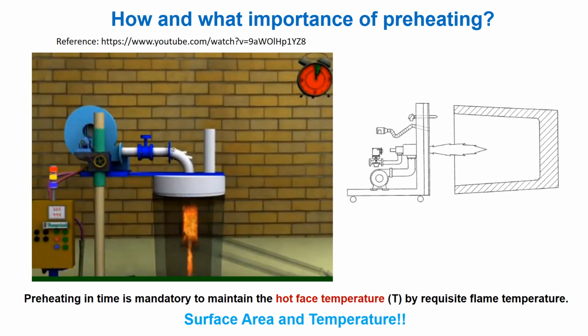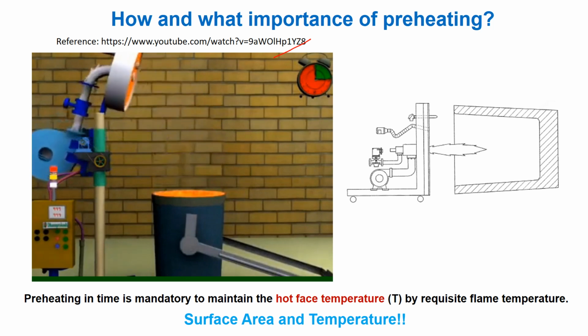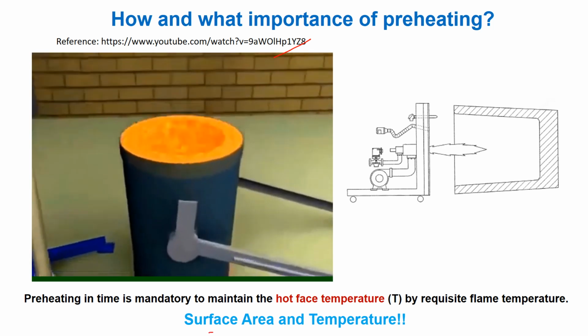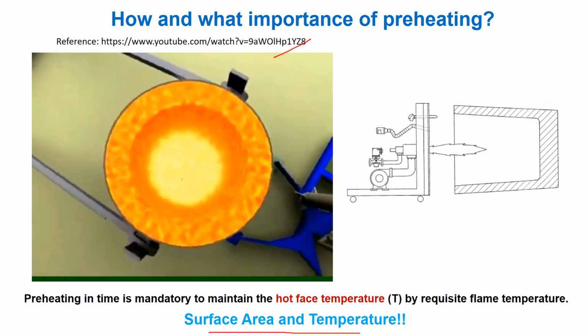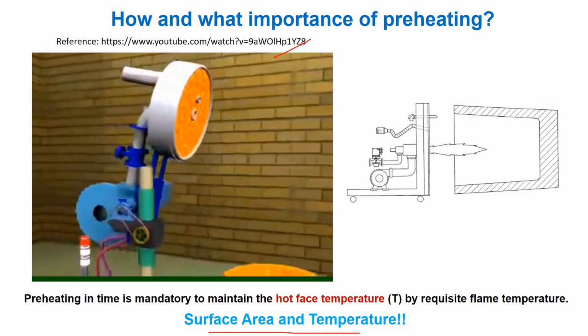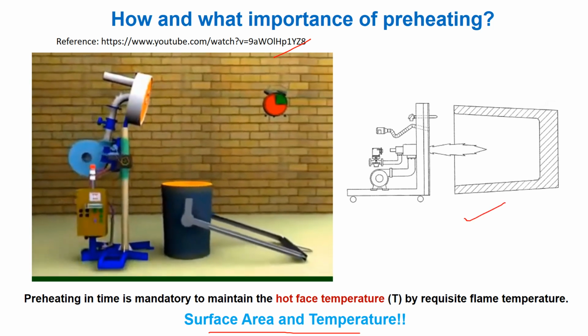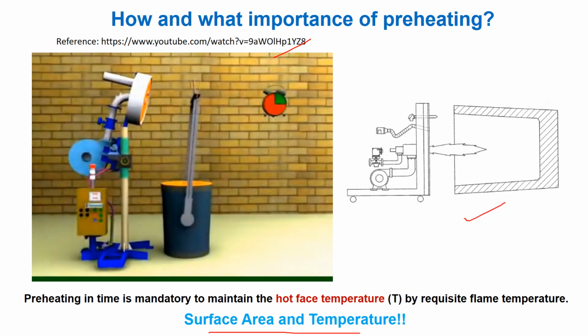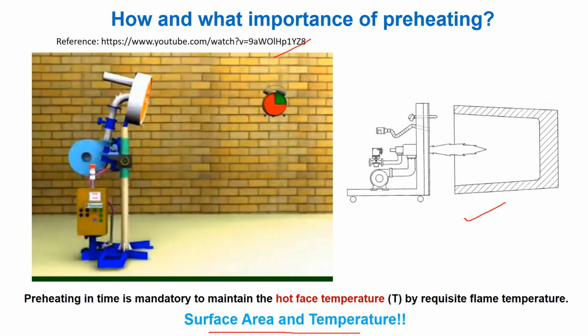I have picked up a video from YouTube for better visualization and understanding. Reference is also given, where an animation really presents a mode of preheating and subsequent heat transfer. Thus, again, maintaining surface area and temperature is an important phenomenon. This is the schematic when the preheating is being done in this mode, not vertically.